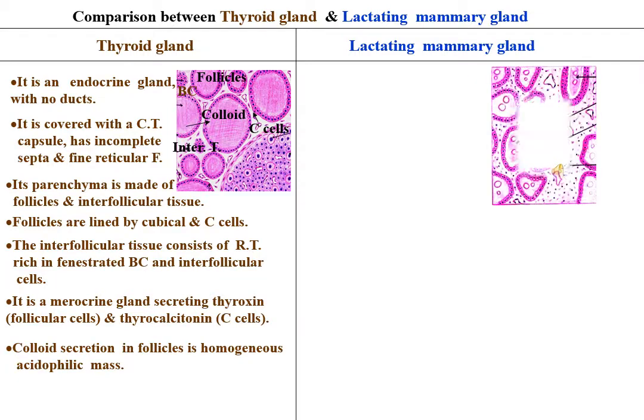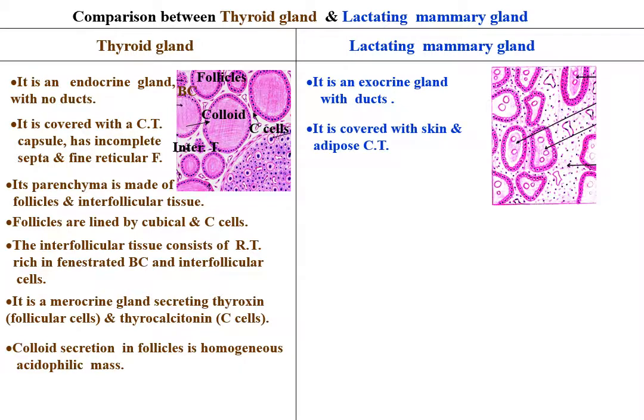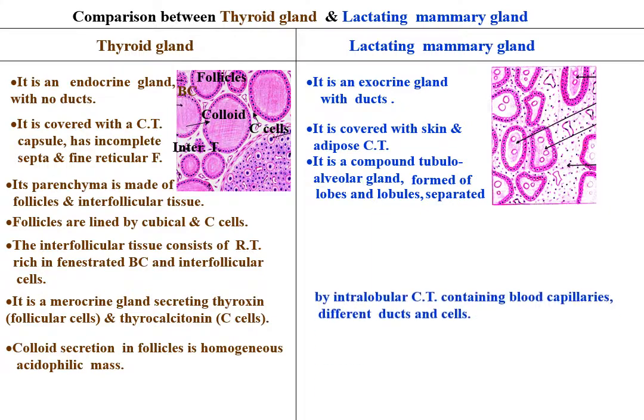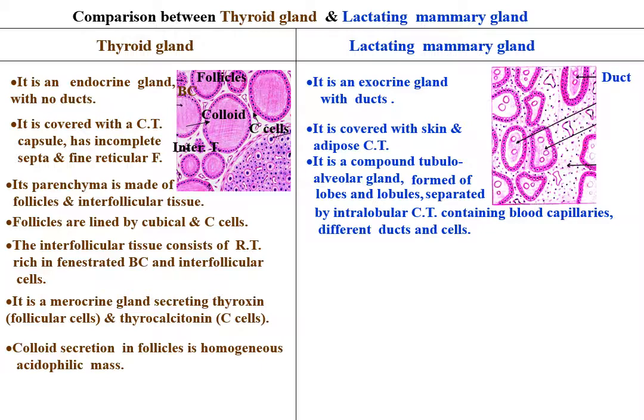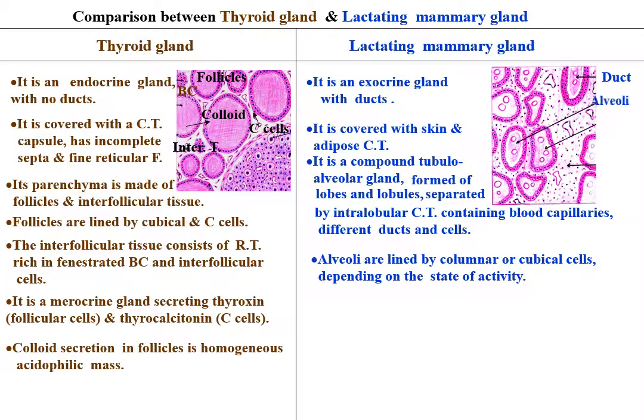Lactating mammary gland is an exocrine gland with ducts. It is covered with skin and adipose connective tissue. Lactating mammary gland is a compound tubulo-alveolar gland. It is formed of lobes and lobules, separated by interlobular connective tissue containing blood capillaries, different ducts, and various connective tissue cells. The alveoli of lactating mammary gland are lined by either tall columnar or low cuboidal cells depending on the state of activity.